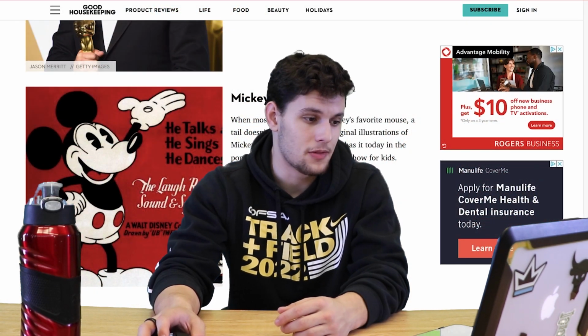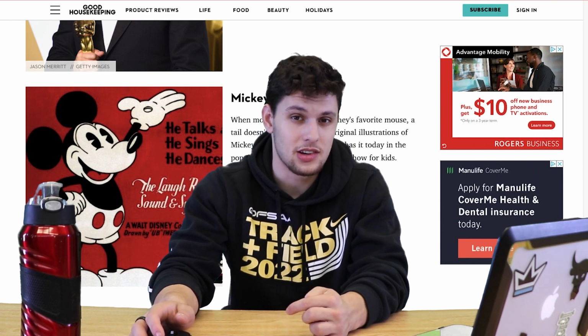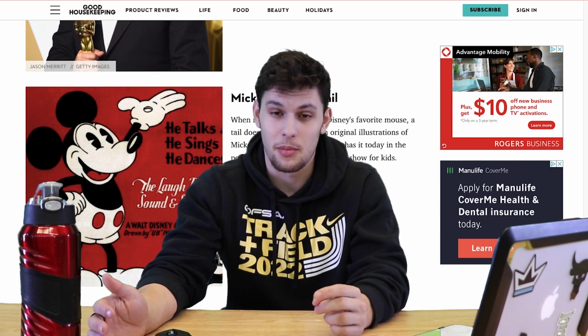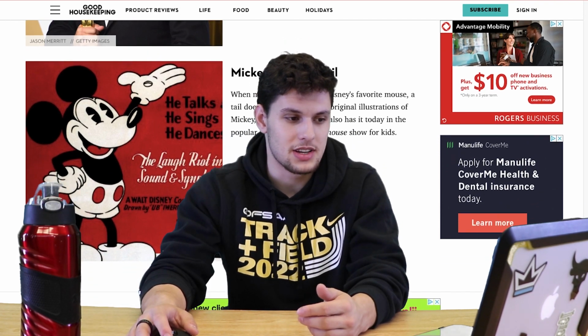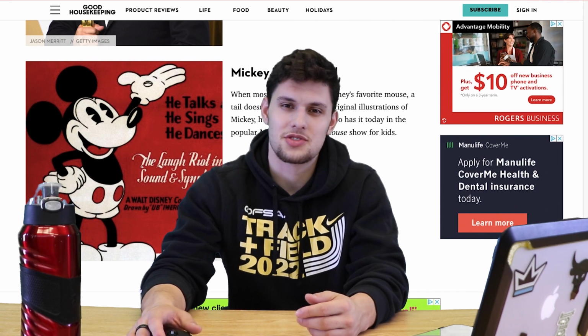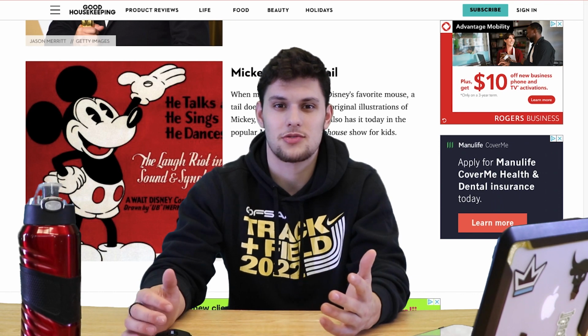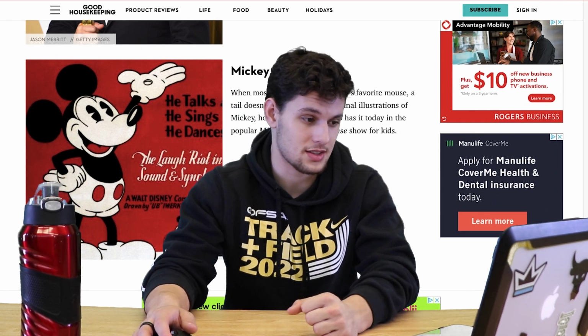Mickey Mouse's tail. So, I remember him with a tail. I've seen him with a tail in old and new shows, but I also feel like I've seen him without a tail. So, I think this one is true regardless on what you think, because I feel like he's had a tail, but he also hasn't had a tail at the same time in different shows and movies.